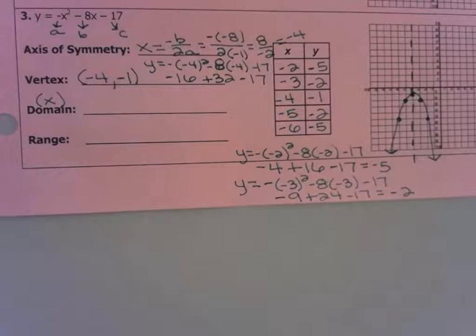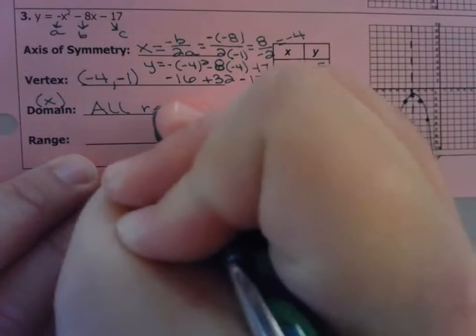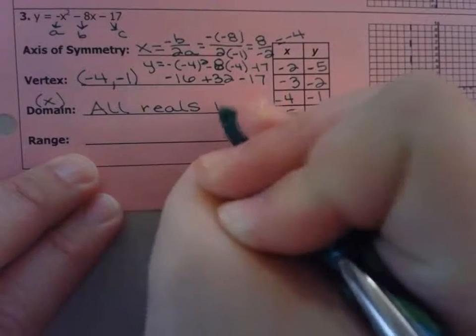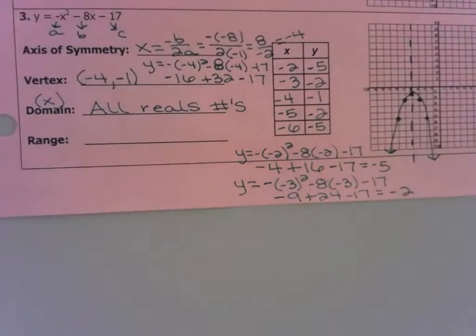As I start from the left, do I have a specific starting value on the left? No, because of the arrow. Do I have a specific ending value on the right? No, because of the arrow. So my domain is all real numbers, or negative infinity to infinity. It keeps on going all the way to the left with arrows, all the way to the right. It doesn't end, so it's all real numbers.